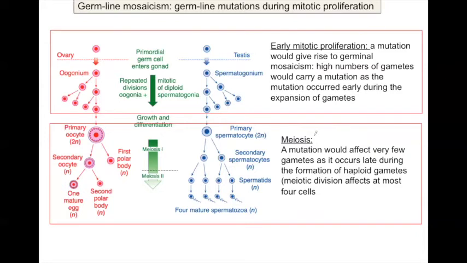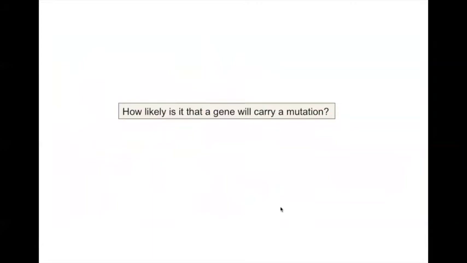If, however, the mutation occurs during meiosis, then the number of eggs or sperm that carry that mutation would be much lower. So depending on where the mutation occurs, the risk of the child inheriting that mutation increases or changes. If it has occurred during mitotic proliferation, there's a much higher number of eggs or sperm that carry the mutation, whereas if it's in the meiotic phase, then the number of eggs or sperm can be very, very low. So how likely is it then that a gene will carry a mutation?